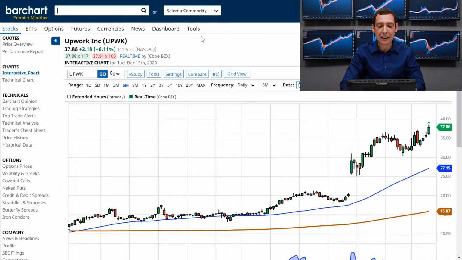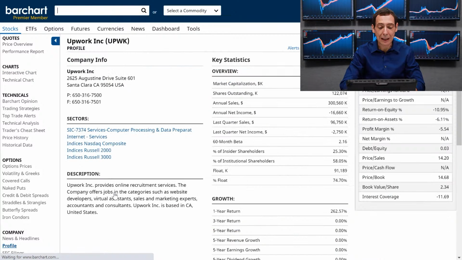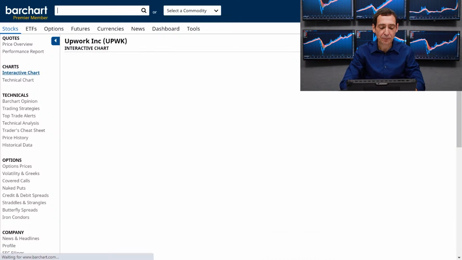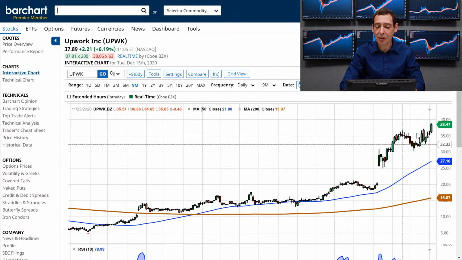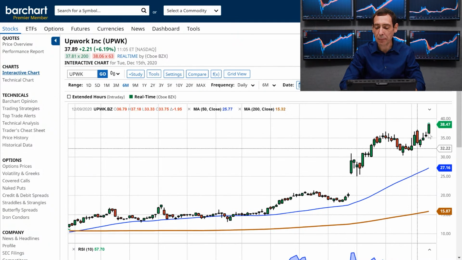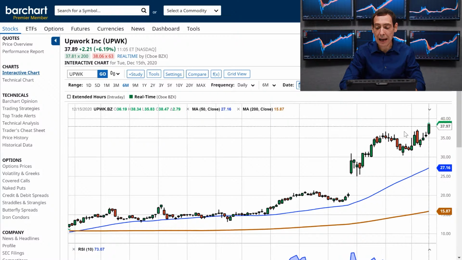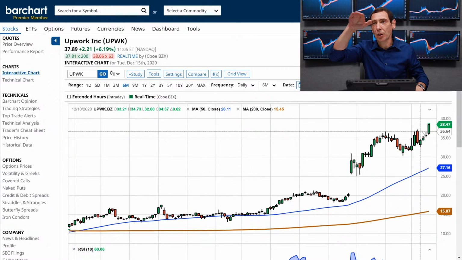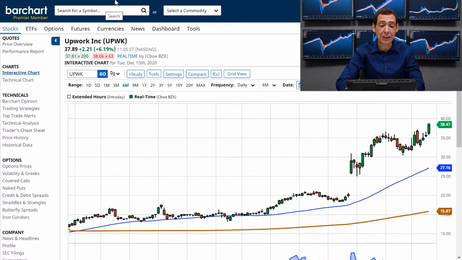This is Upwork. Just to give you a profile so you could see what this company does. Online recruitment service. 1 year return, 262%. And again, as you can see here, it's a Russell 2000 stock. A lot of these are Russell 2000 stocks. And the stock looks like it's getting ready for another leg up. And again, I love the fact that it's been congesting before going higher. So it looks like a breakout above a new high. I like to see periods that are horizontal, then vertical, horizontal, then vertical, horizontal, then vertical. So this stock is doing that well, and it looks like it's on a tear.